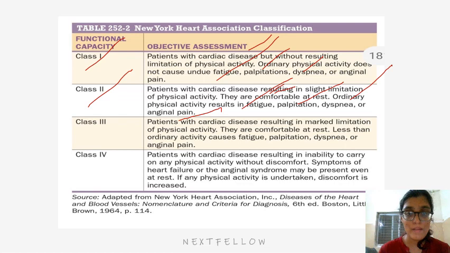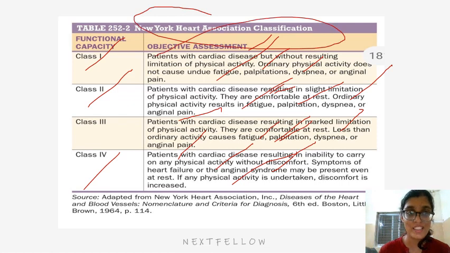Class 3 is patients with cardiac disease resulting in marked limitation of physical activity. They are comfortable at rest. Less than ordinary activity causes fatigue, palpitation, dyspnea, or anginal pain. Class 4 is patients with cardiac disease resulting in inability to carry on any physical activity without discomfort. Symptoms of heart failure or anginal syndrome may be present even at rest. If any physical activity is undertaken, discomfort is increased. So this is the NYHA classification. This should be on the tip of your tongue.